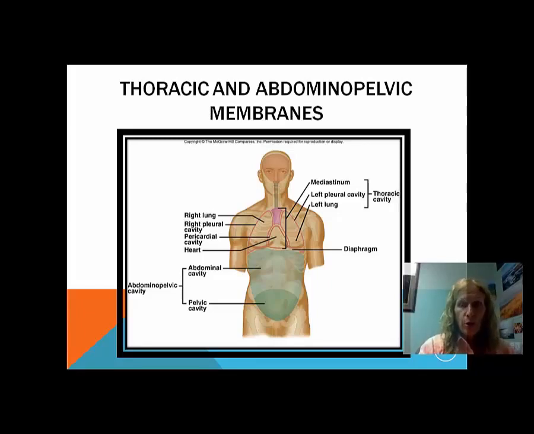So we'll start with the thoracic cavity or the chest cavity. You can see here that the thoracic cavity is separated into right and left halves by an area called the mediastinum. The pleura are the membranes of the thoracic cavity, and the membrane that lines the cavity is called the parietal pleura, and the membrane that covers the lungs is called the visceral pleura.